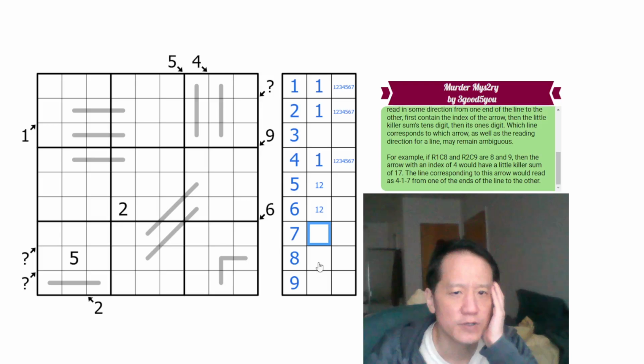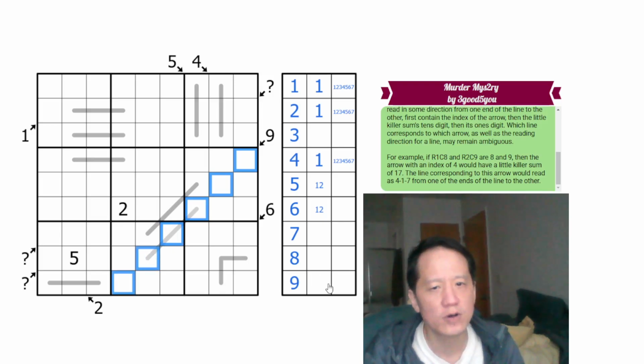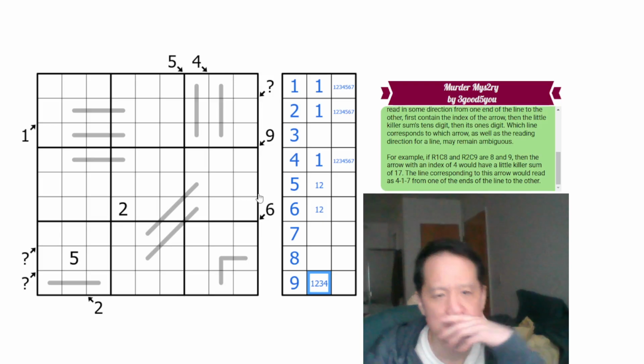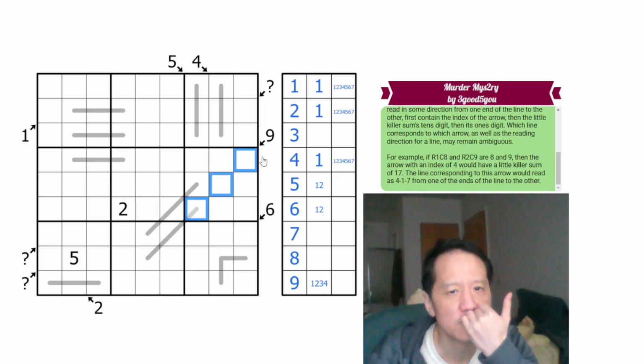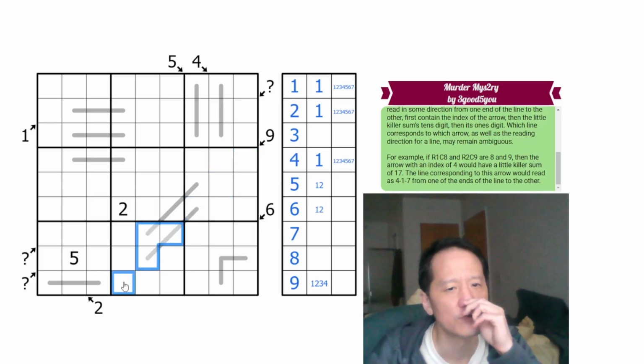7 we don't know. 8 we don't know. 9 can be 1 through 4 in the tens digit, right? It could actually be 20 something. It could be 24 here and then 24 here, which would add up to 48.